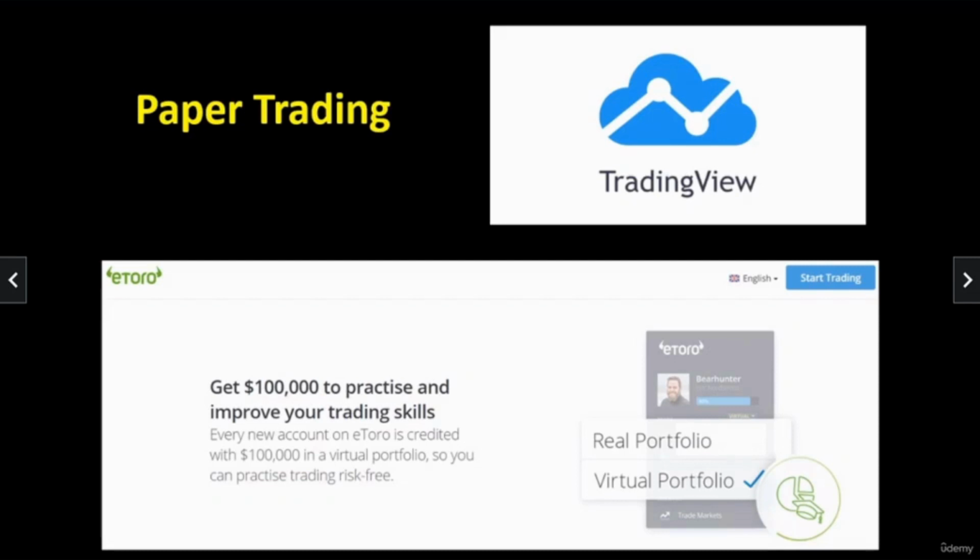You can see here from eToro, you get $100,000 to practice and improve your trading skills. I would assume that if you're from, let's say, India, on their India version of the site it would say rupees, or pounds for the United Kingdom, or euros, or whatever might be your currency. But the idea is that you can practice and trade for free.